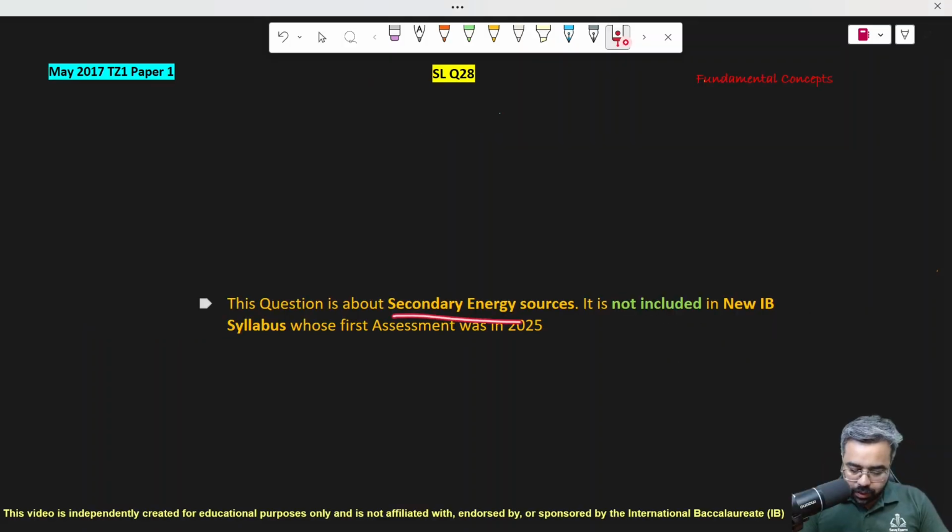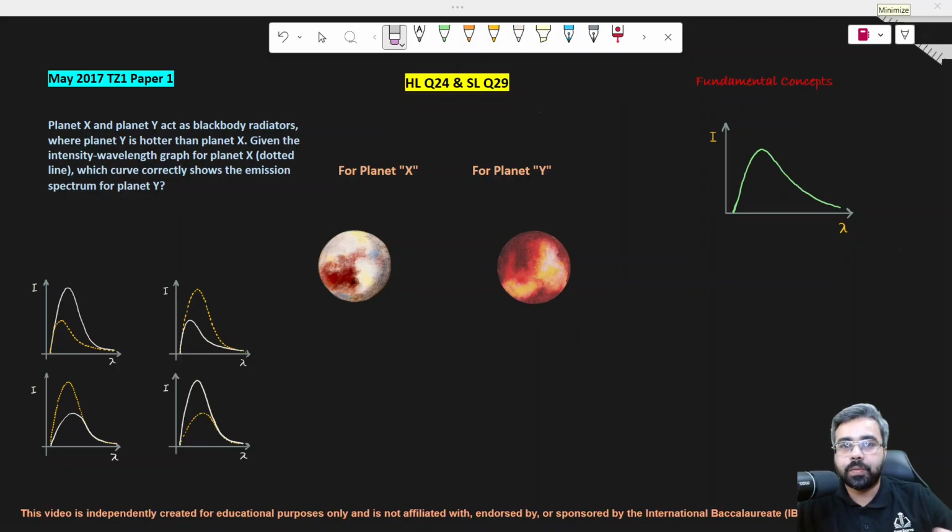This question is also not a part of our new syllabus because it's about the primary and secondary energy sources, so it's excluded. Let's say there are two distant planets where life is 100% impossible, and I have to compare, while living here on Earth, which one of them is hotter by just seeing it. This question is going to address this thing.